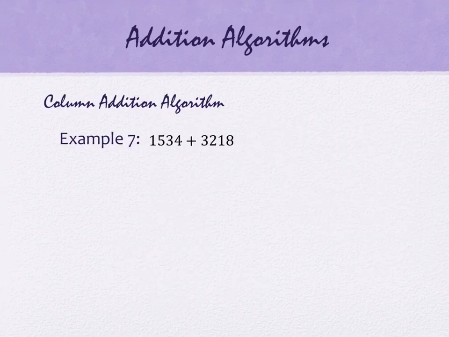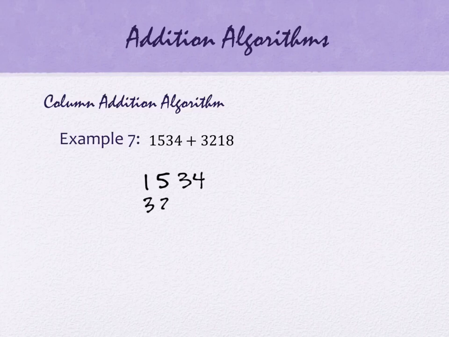Column addition. Okay, so column addition works a lot like that expanded algorithm did in some senses anyway. I can move from left to right is what I mean by that. So we've got larger numbers just because I want to show you that this makes sense to use in a larger number context. Not all of these algorithms work equally well in every context. So we're going to stack them up just like we have seen the other ones. So I have 1,534, 3,218. And we're actually going to add from left to right.